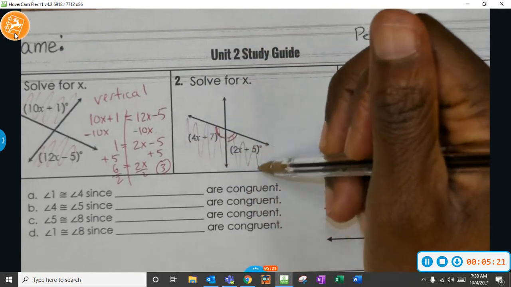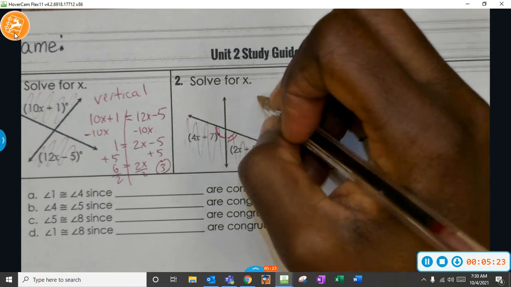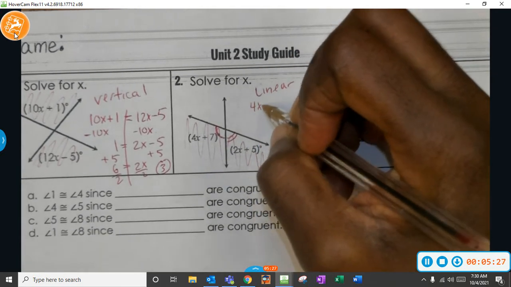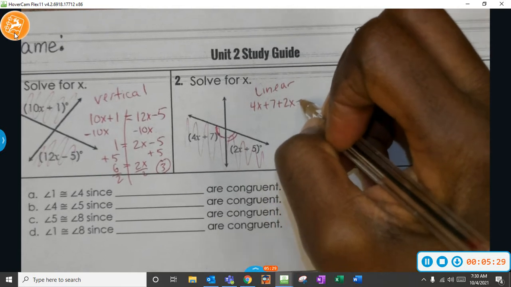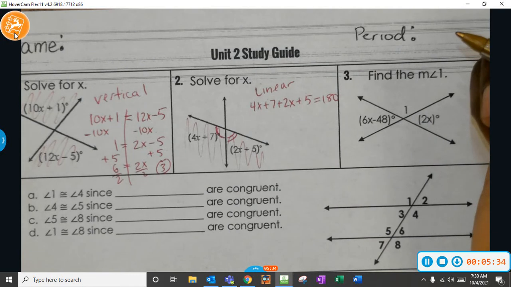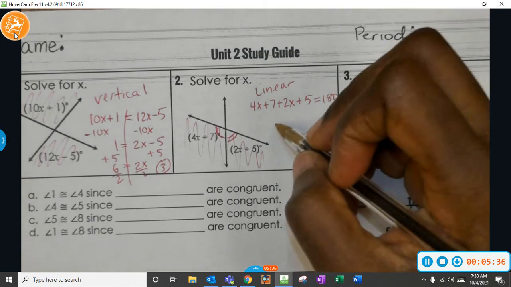Okay, number 2, these two spots, so this angle here and this angle right next to it, form this side of the line. So these would be a linear pair, which means they add to equal 180. So 4x plus 7 plus 2x plus 5 equals 180. And then you'd solve for x.